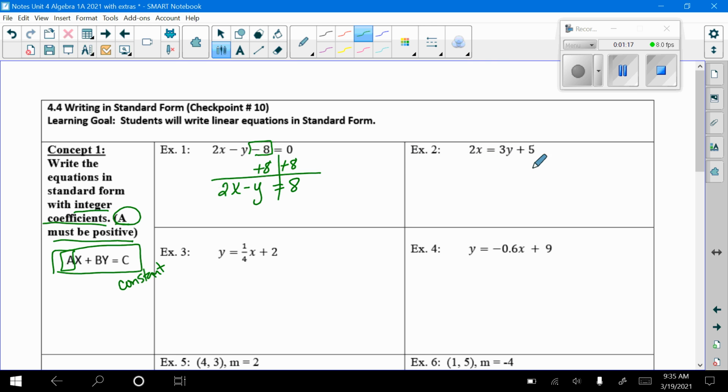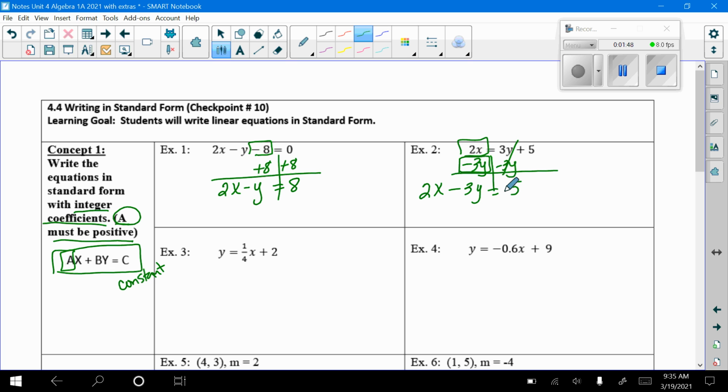Number 2, I already have my x over here on the left-hand side, but I need to have the y over there as well. So we need to put the line down the middle, and we're just moving things around. So the opposite of positive 3y is minus 3y. My x's come first, do not combine them. So 2x minus 3y equals 5. Do not combine your x's and y's. Make sure your x's come first, then your y's, so alphabetical order.